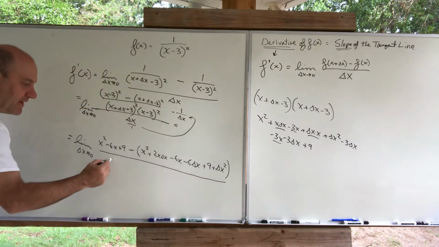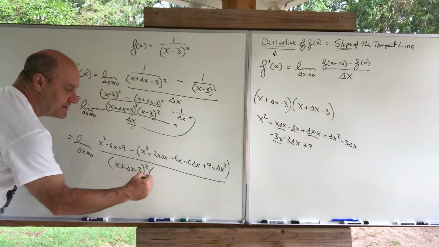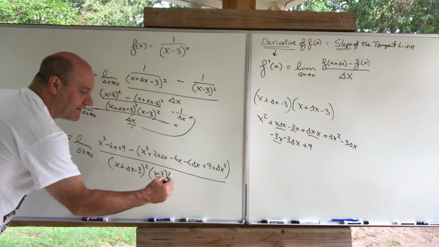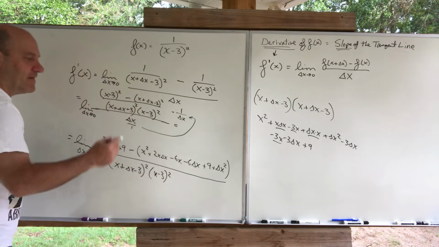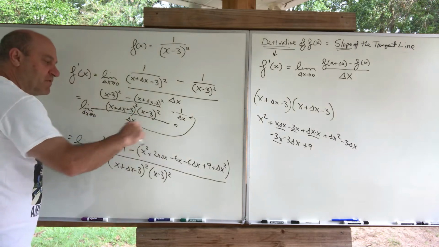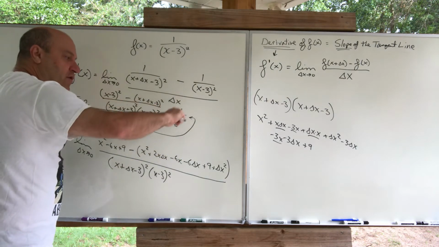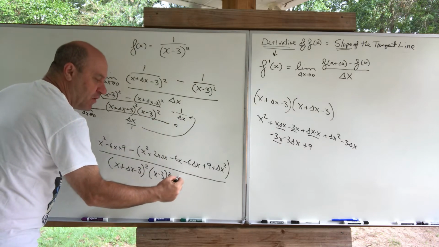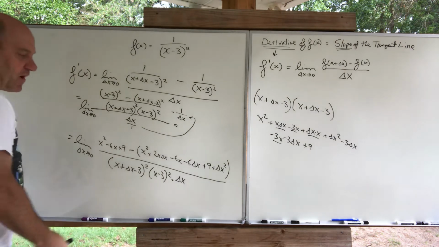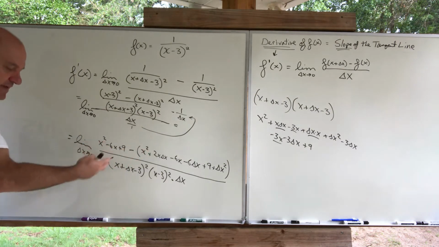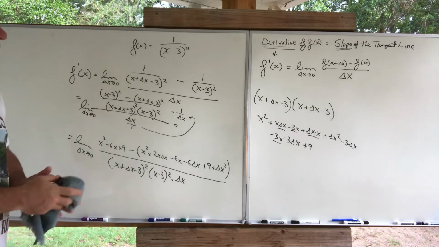Good Lord. (x + Δx − 3)² times (x − 3)². Wow. And then remember it was all over Δx, but I'm flipping that up, so it's 1 over Δx, which means I've got this multiplied Δx in the denominator. Now, guess what? I bet that numerator cleans up big time. I need that space, so I'm going to erase my scrap work.